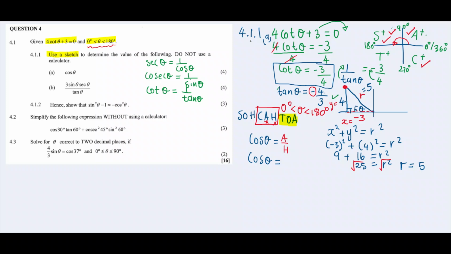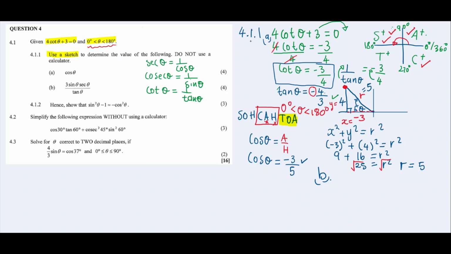Cos of theta based on the diagram, the adjacent side, the one which is next to, it's minus 3, and the hypotenuse one is 5. Right, so this is minus 3 over 5. And now we can move on to B.